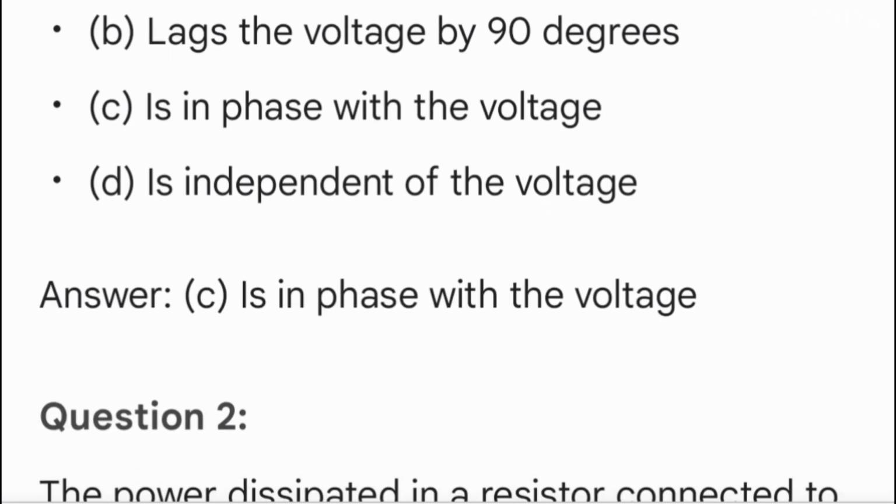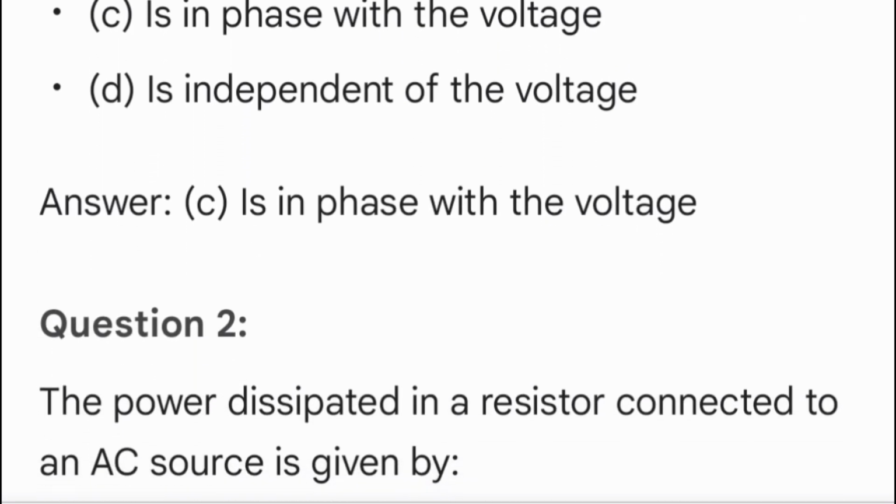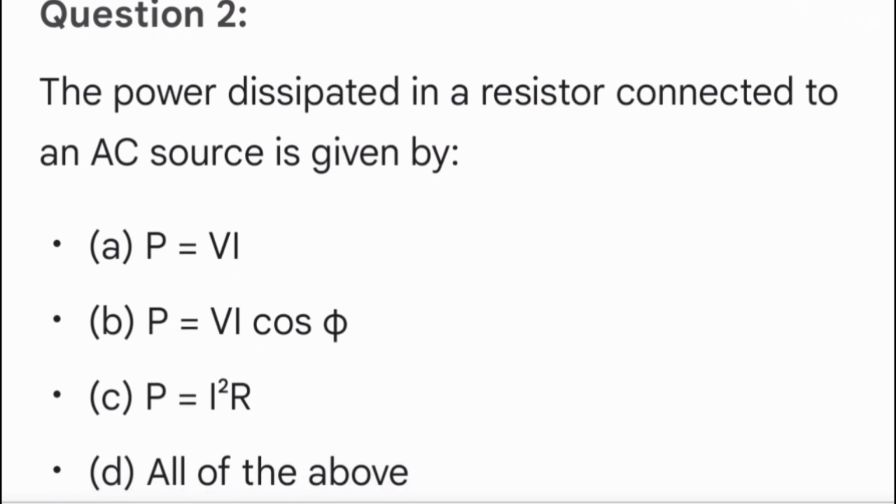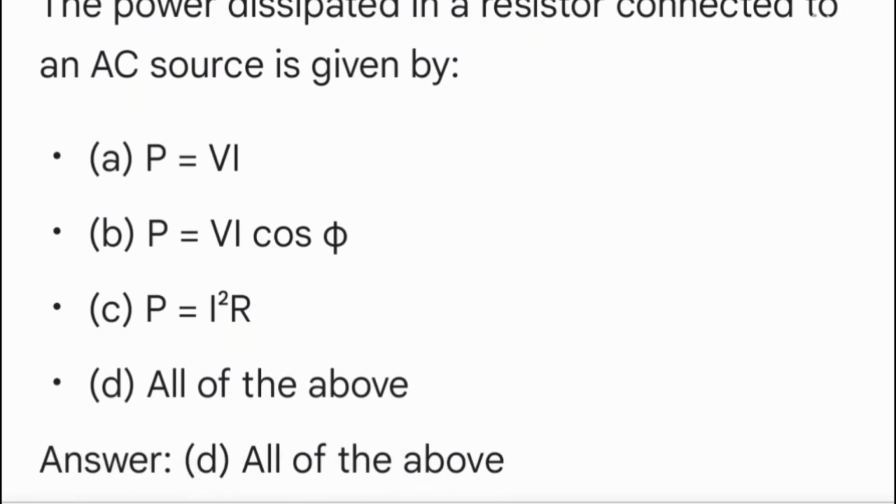Question 2. The power dissipated in a resistor connected to an AC source is given by A. P equals VI. B. P equals VI cos phi. C. P equals I squared R. D. all of the above. Answer. D. all of the above.